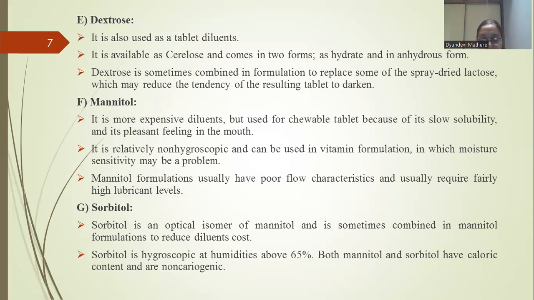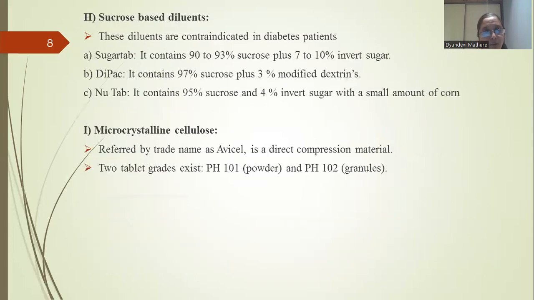Understood? So these all are the examples of diluent. What are diluents? These are the fillers which are used in the manufacturing of tablet to make up the volume. Then another example, sugar-based diluent. These three are the sugar-based diluents, that is Sugar Tab, Dipac, New-Tab. If you want, you can remember the content also. Sugar Tab, Dipac, New-Tab, these are three sugar-based diluents.